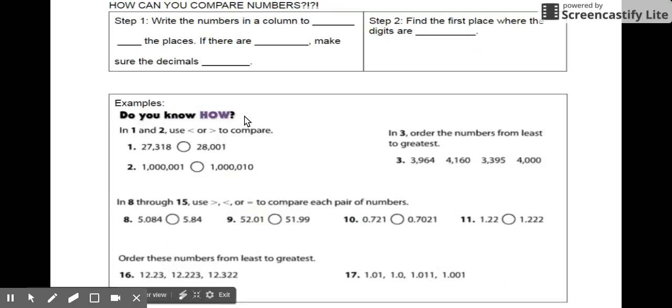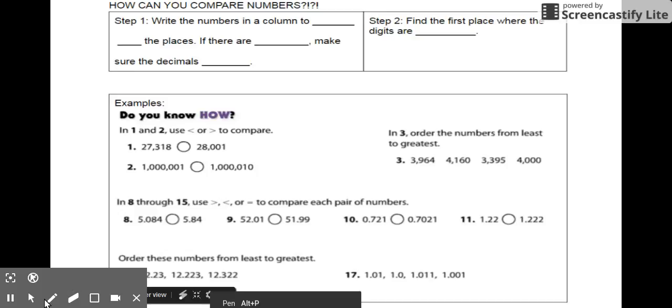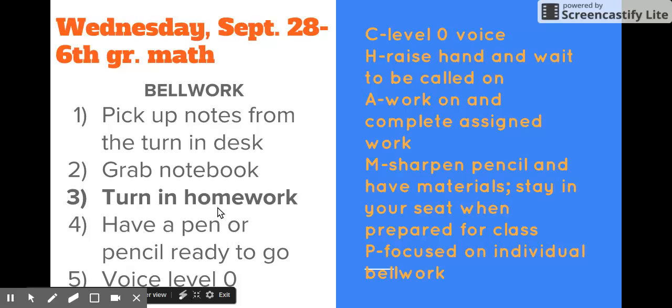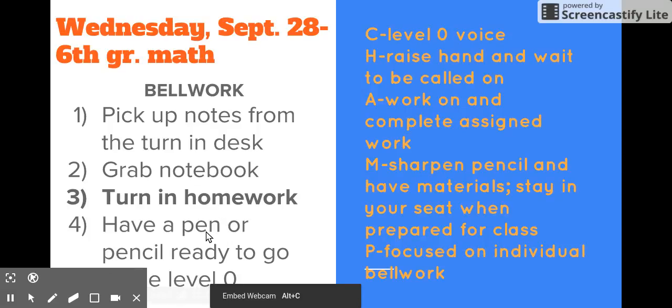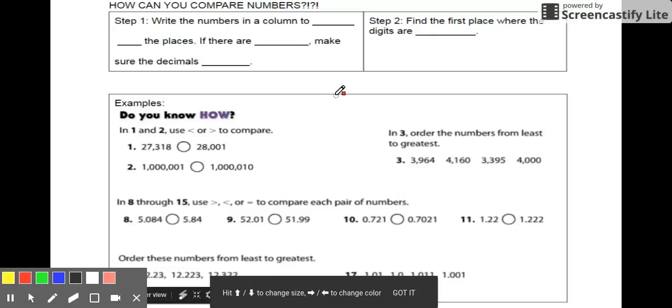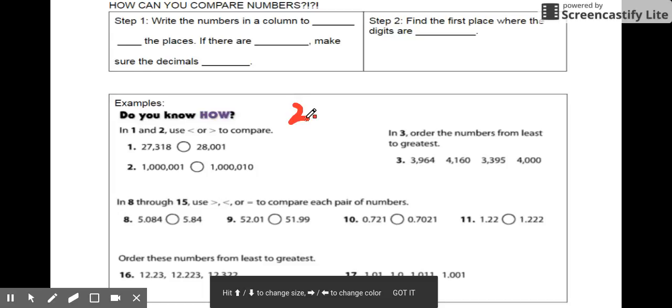So what this means, in number 1, how they want you to do it: it's pretty easy to look at numbers and see which one is greater, but the way they want you to do it is to literally write it out.